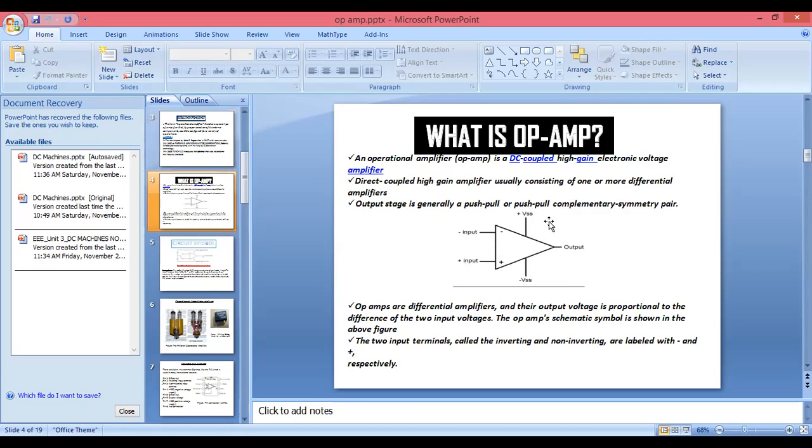This is the symbol for op-amp. Here there are two input terminals. It means we can give the positive input to the positive terminal, which we can say is the non-inverting input terminal. The negative we can say is the negative input terminal.